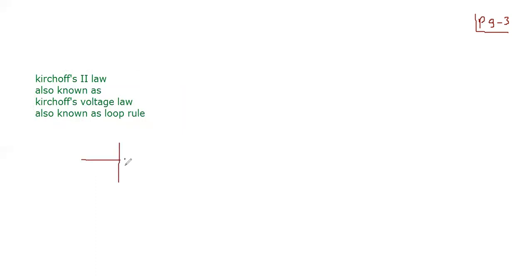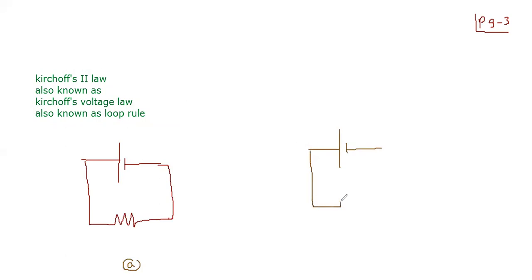Imagine there is a battery and a resistance. Do you agree it is a closed loop? In the given diagram A, it is a closed loop. Diagram B is also a closed loop. Same diagram now. In diagram A, the current is going from positive to negative through resistance R. In diagram B also, current is going from positive to negative through resistance R.